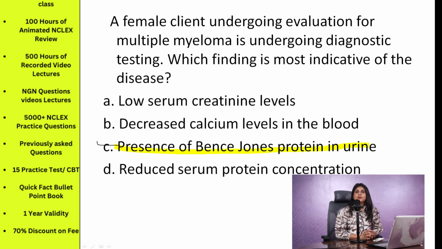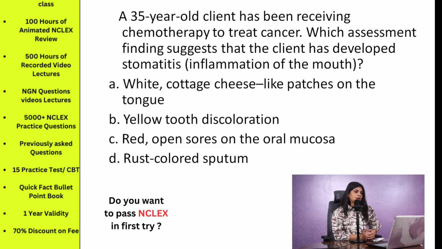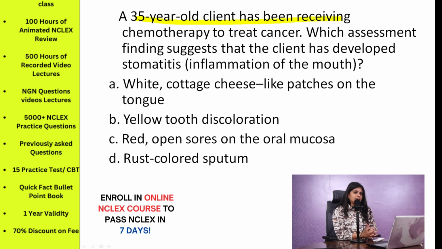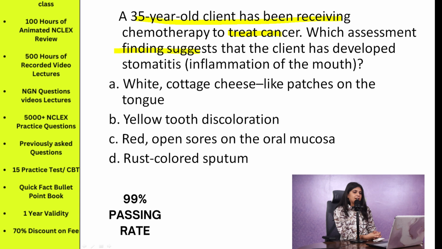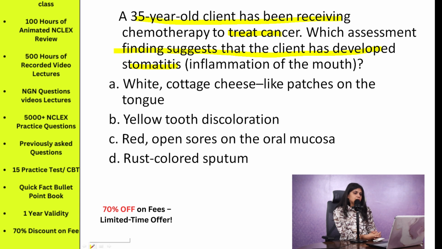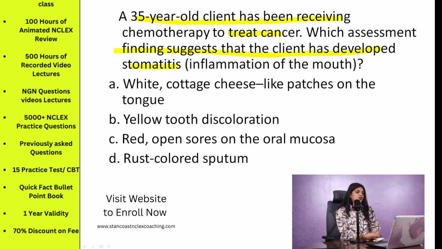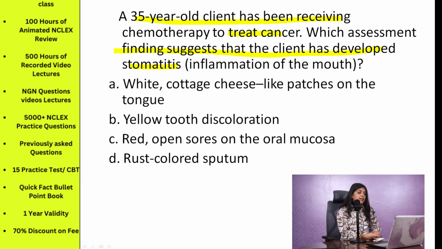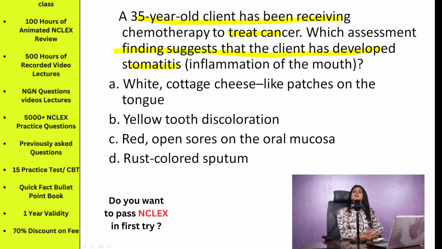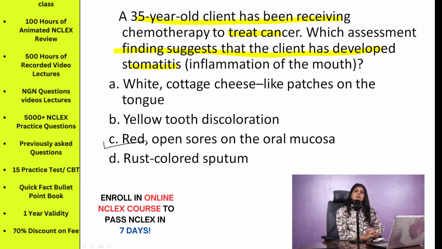Now let's see how you'd handle this next challenge. A 35-year-old client has been receiving chemotherapy to treat cancer. Which assessment finding suggests that the client has developed stomatitis, inflammation of the mouth? A. White, cottage cheese-like patches on the tongue. B. Yellow tooth discoloration. C. Red, open sores on the oral mucosa. D. Rust-colored sputum. Answer. C.